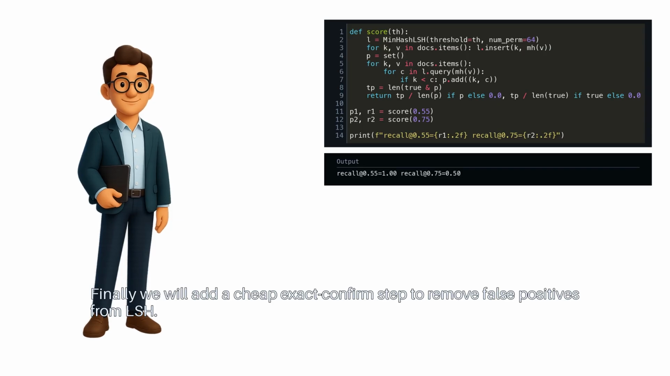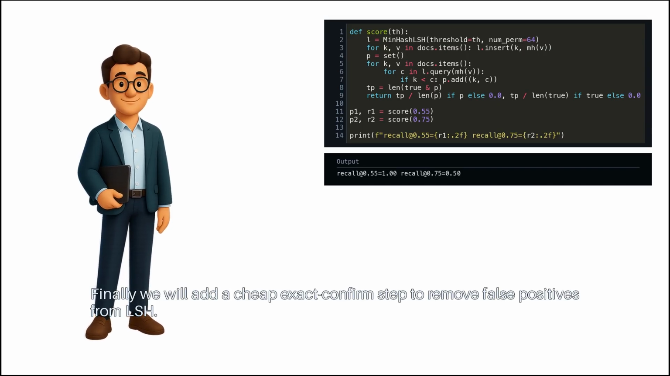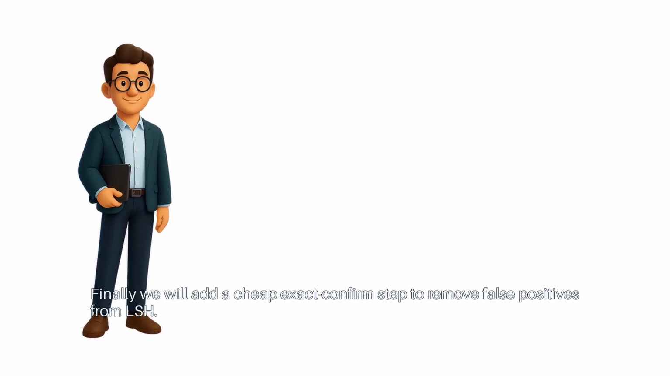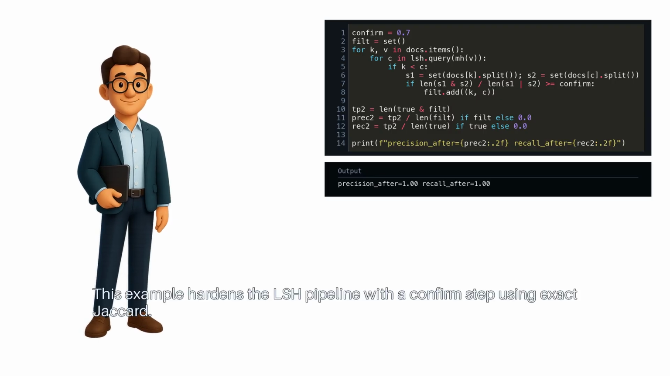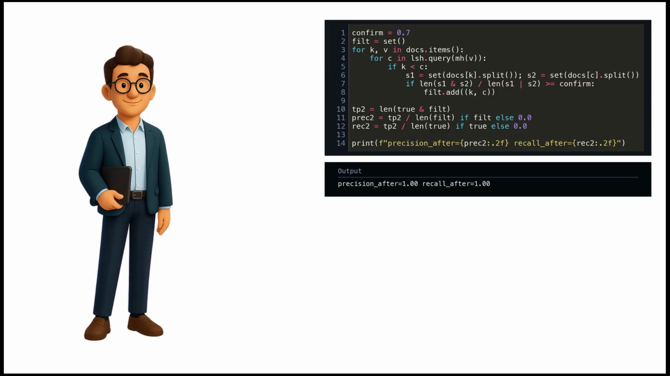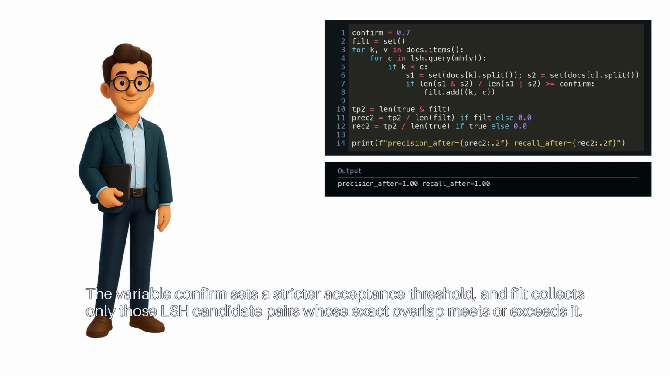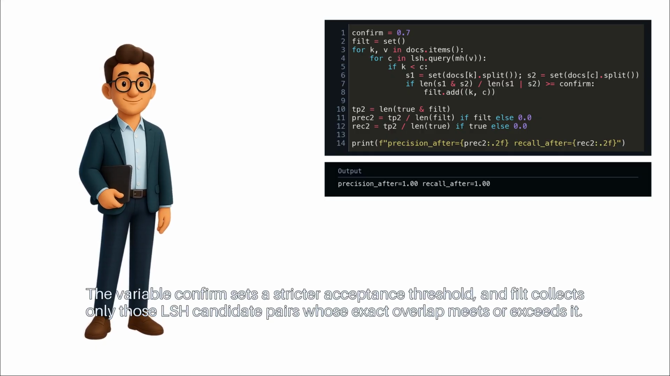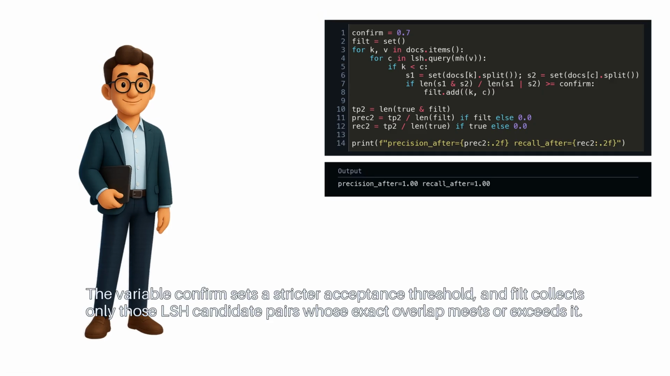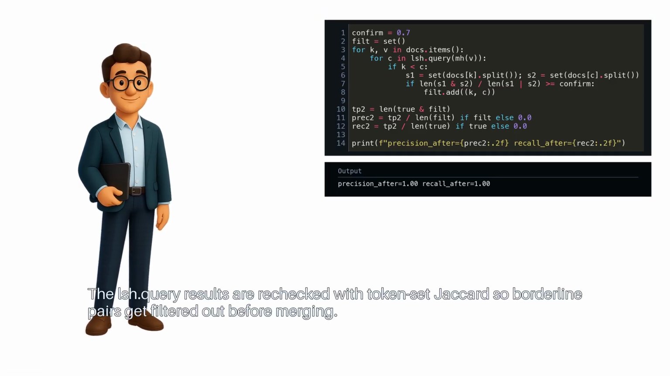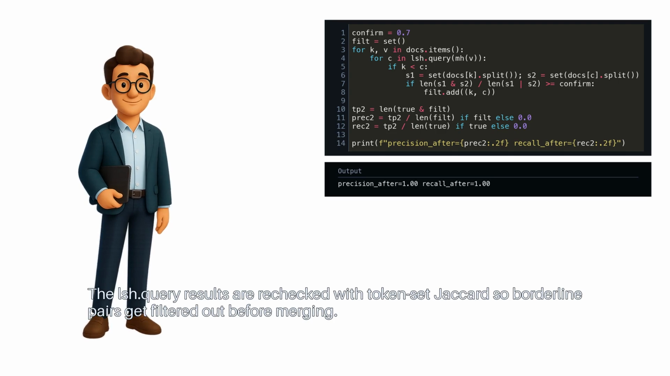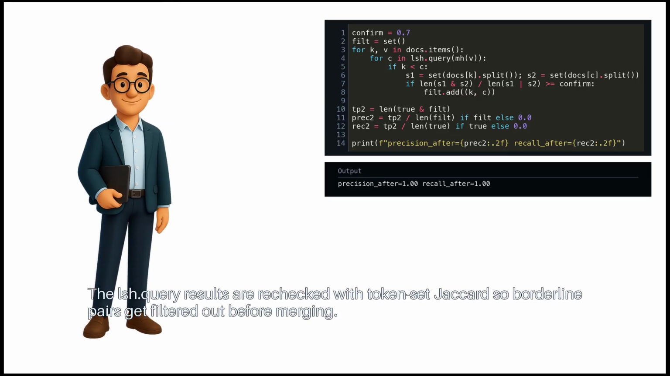Finally, we will add a cheap exact confirm step to remove false positives from LSH. This example hardens the LSH pipeline with a confirm step using exact Jaccard. The variable confirm sets a stricter acceptance threshold, and filt collects only those LSH candidate pairs whose exact overlap meets or exceeds it. The LSH query results are rechecked with token set Jaccard, so borderline pairs get filtered out before merging.